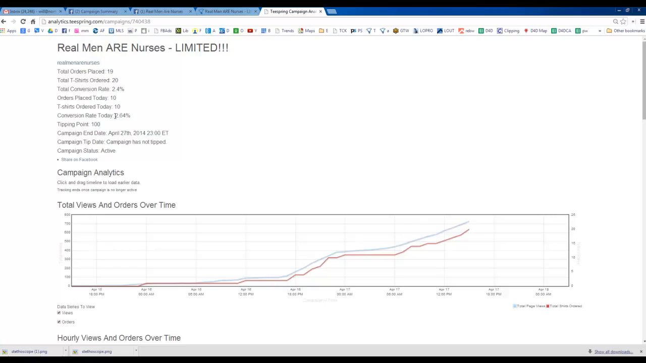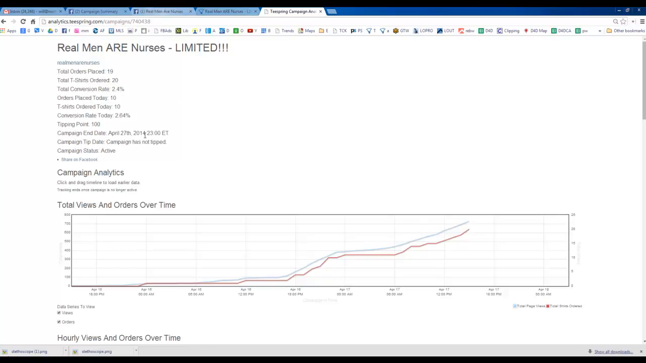I love to see this number around 4 or 5%. Our profit would be through the roof if that were the case. And then just the overall conversion for the campaign since the start. This is just for today and from the start. So I like that. This is a good, healthy number.